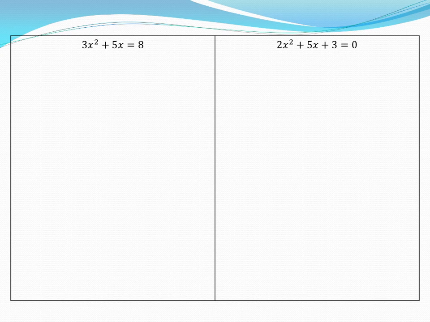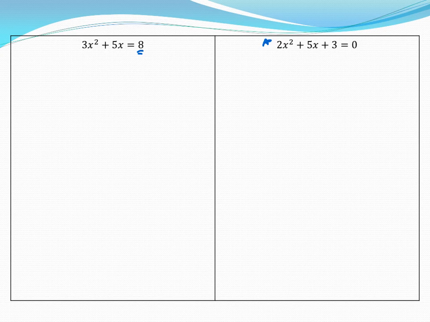All right, next examples. I'm going to do one for you, and then I'm going to have you do the second one. I'm going to do the first one with you. Here I have 3x squared plus 5x equals 8. Now, what do we notice about this one that's different? You should see the 8 is on the other side.